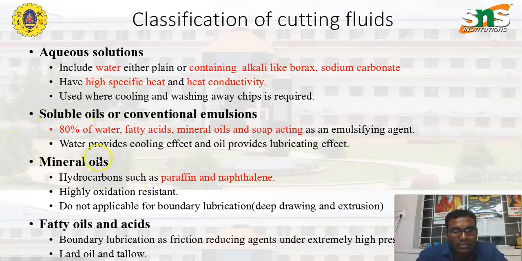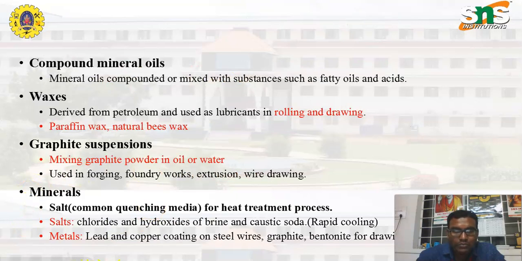In the case of mineral oils used as a coolant, some examples are hydrocarbons such as paraffin, naphthalene, etc. They are highly oxidation resistant, but not applicable for boundary lubrication, that means in the case of deep drawing or extrusion processes during manufacturing. Next are the fatty oils and acids, used for boundary lubrication as friction reducing agents under extremely high pressure. Examples are lard oil and tallow.